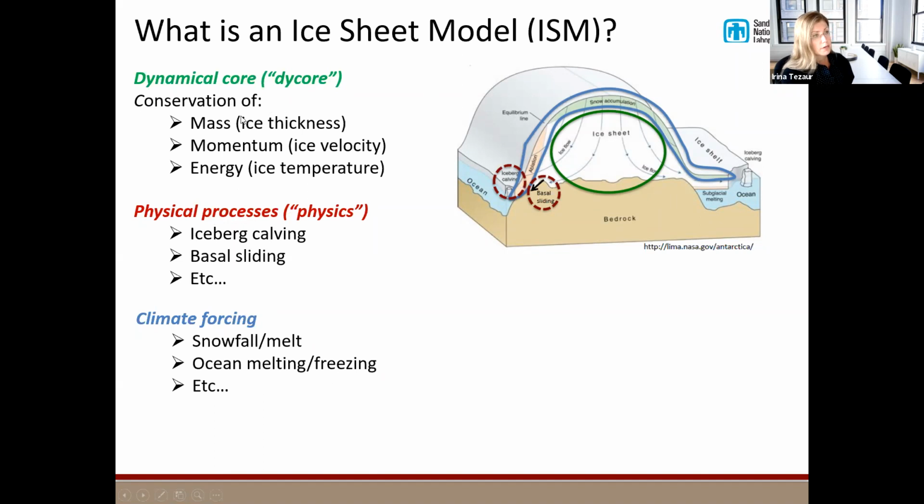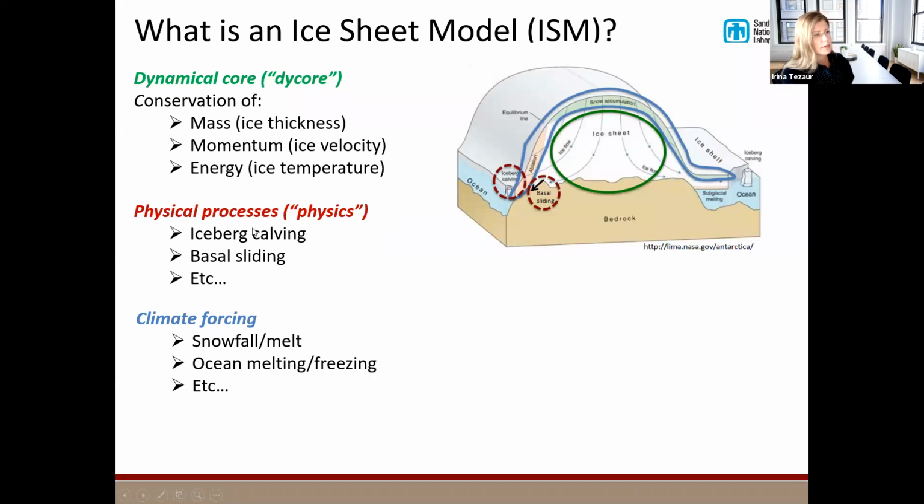set of partial differential equations for the conservation of mass, momentum, and energy of the ice. And so the bulk of this talk is going to focus on what these equations are and how we actually solve these equations efficiently. The other two pieces are kind of equally important. So the red piece here, this is what we call physics. These are typically parameterizations of different physical processes that are relevant to the ice sheet.